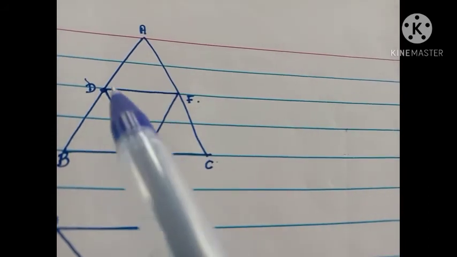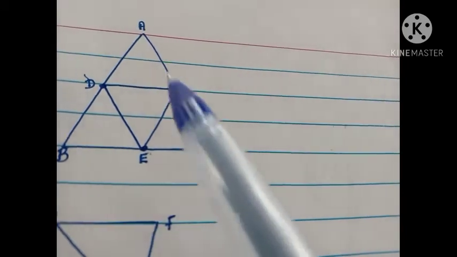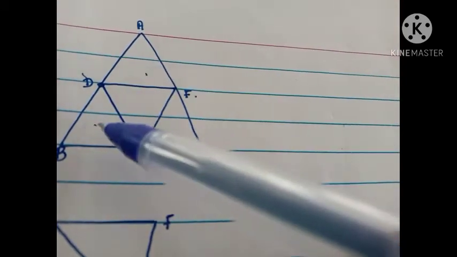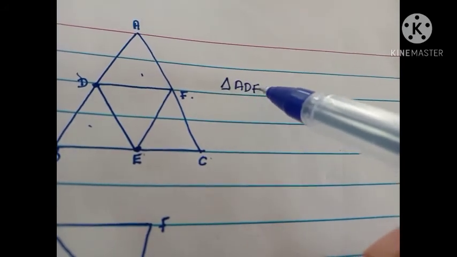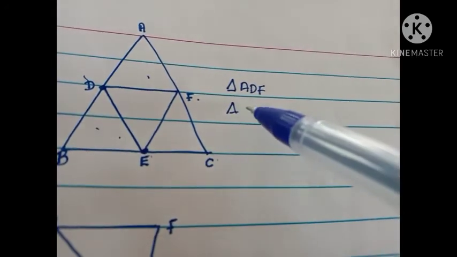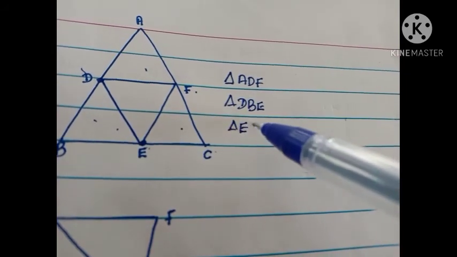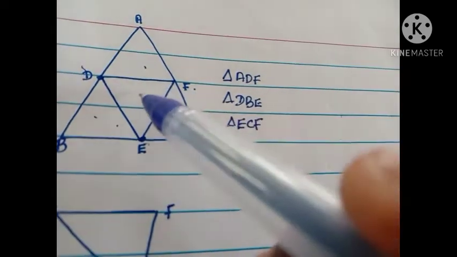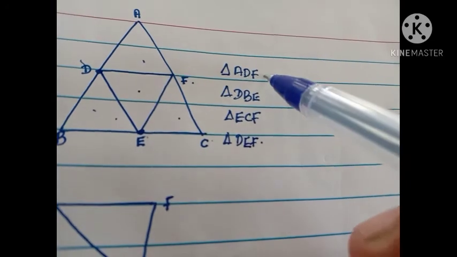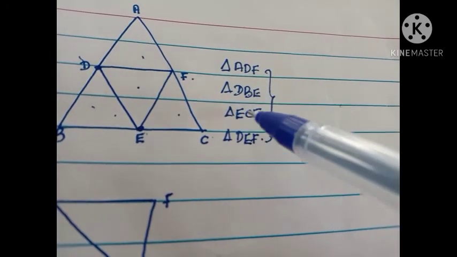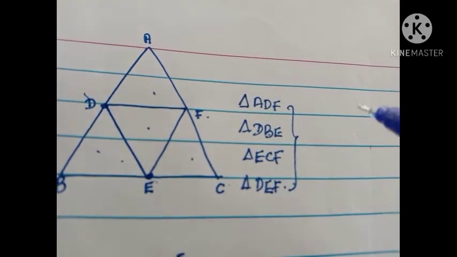So if we join these midpoints, we can see that the total triangle ABC is divided into 4 triangles. What are the triangles? Triangle ADF, triangle DBE, triangle ECF and this one, triangle DEF. Okay. So, we need to prove these 4 triangles are congruent to each other.